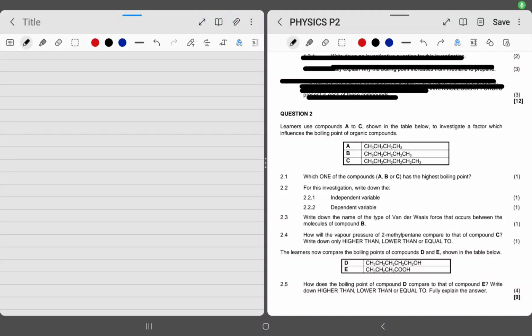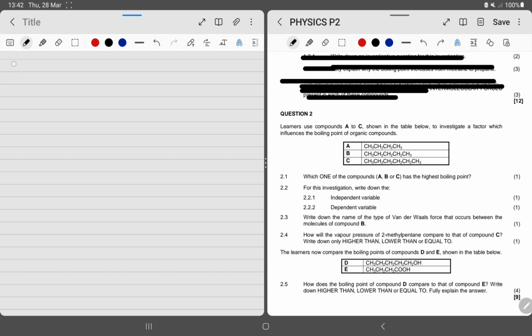Learners use compounds A to C, shown in the table below, to investigate a factor which influences the boiling point of organic compounds. 2.1. Which one of the following compounds, A, B, or C, has the highest boiling point?